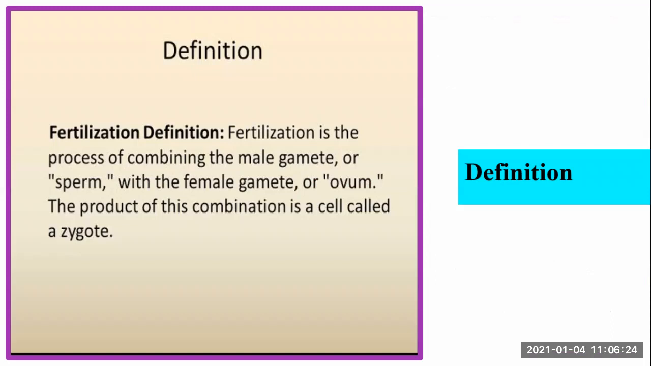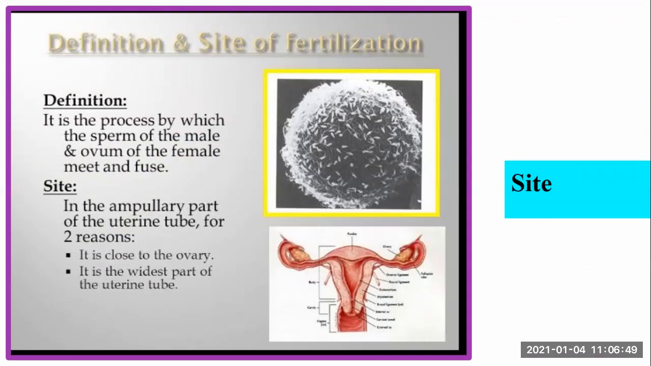Now we'll see the next subtopic, that is fertilization. What is fertilization? Fertilization is the process of combining the male gamete, the sperm, with the female gamete, the ovum. The product of this combination is called the zygote. So fertilization ultimately leads to zygote formation. It is nothing but the combining of the two gametes, male and female. It is the process by which the sperm of the male and the ovum of the female meet and fuse.